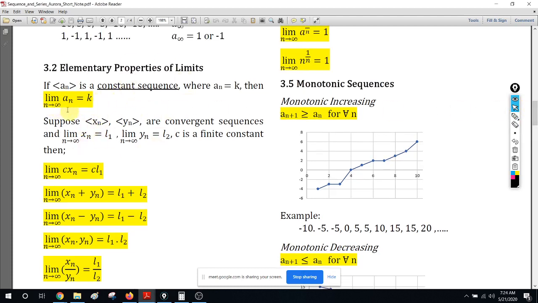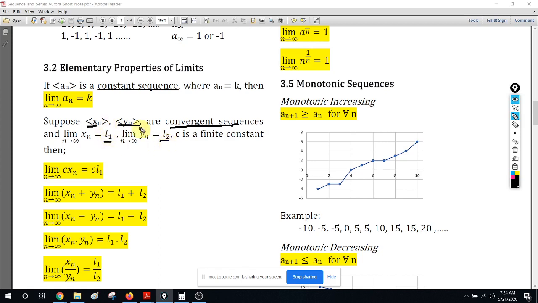Now you can see xn is a constant sequence. A constant sequence means the same value repeats. If it is k, we keep on getting k, k, k, k, etc. Or if it is something like 5, we keep getting 5, 5, 5, etc. Then assume that xn is a convergent sequence. Yn is also a convergent sequence. Assume that the infinite term of the xn sequence is L1, and the infinite term of yn is L2, that is, the value is L2 or the value is reaching L2.